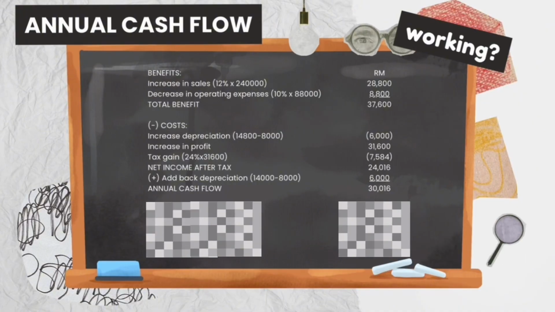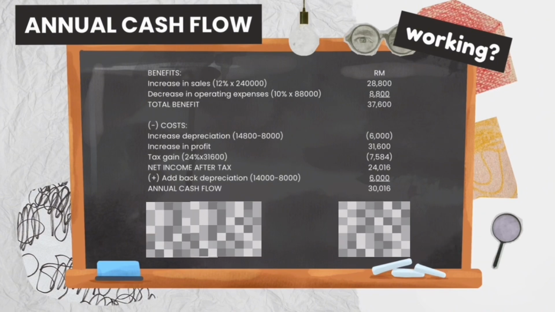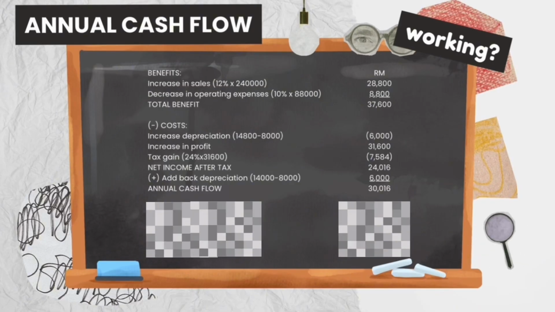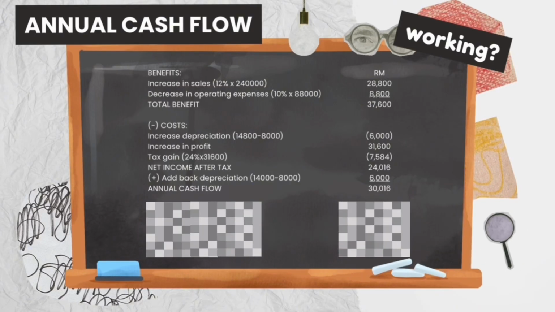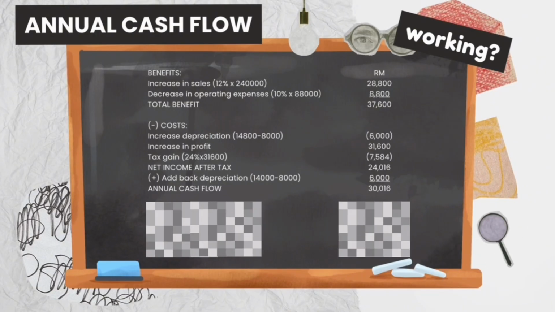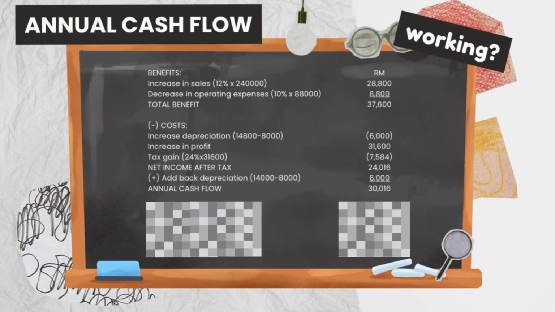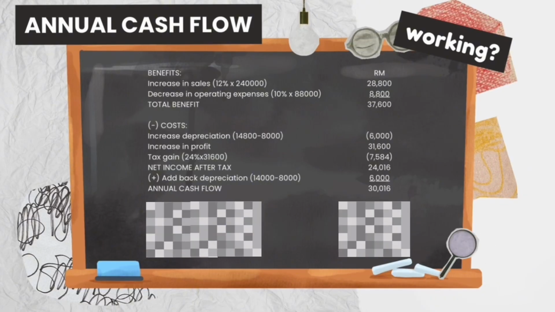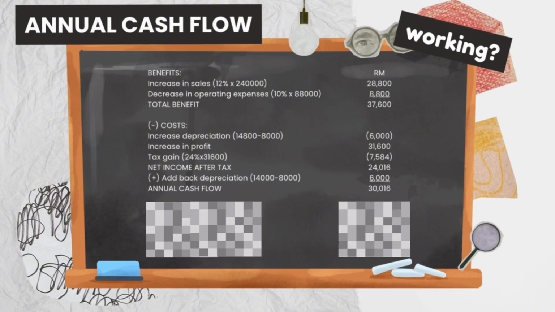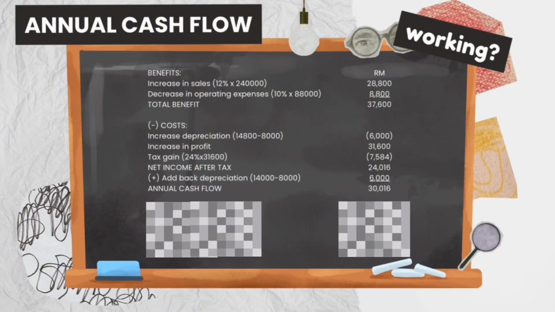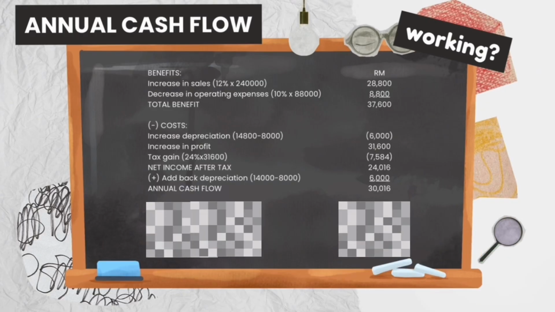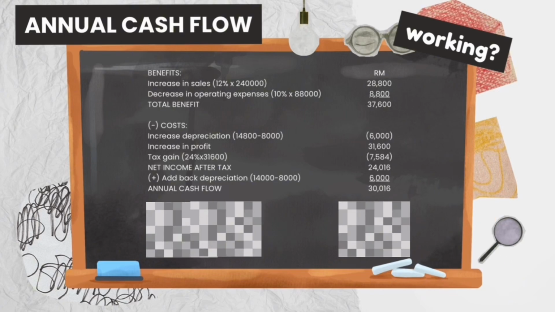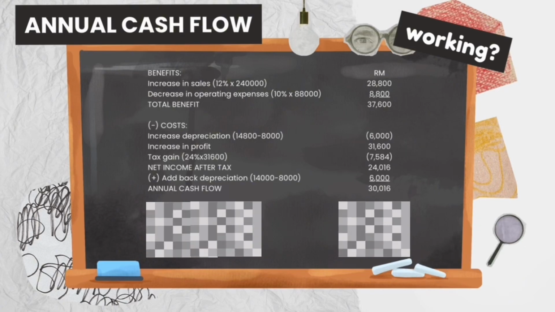The depreciation of the new machine is 40,000 per year, while the old machine depreciation was 8,000 per year, resulting in an increase in depreciation of 6,000. After deducting this amount, the increase in profit is 31,600. Tax is then applied at 24% on the increased profit of 31,600, giving a tax expense of 7,548. After tax, the net income is 24,060. Since depreciation is a non-cash expense, the increase in depreciation of 8,000 is added back to the net income. Therefore, the annual cash flow generated by the project is 30,060.